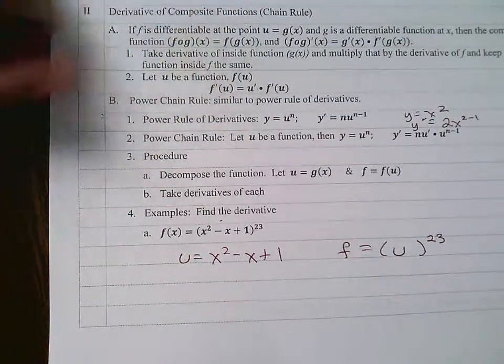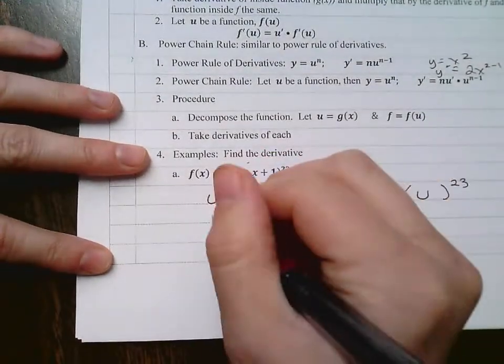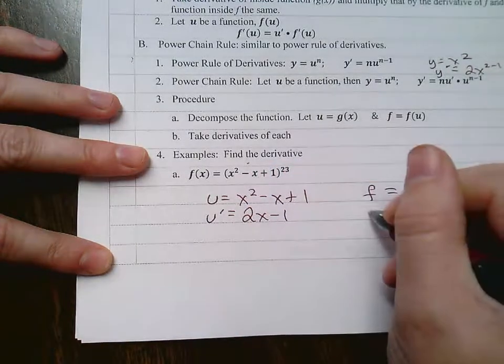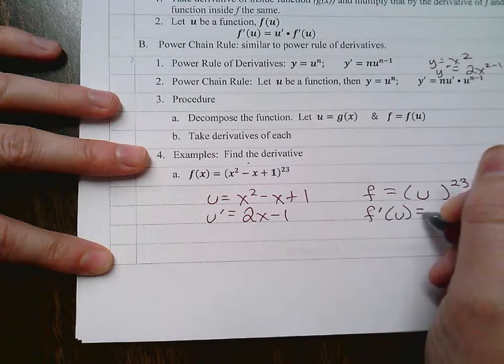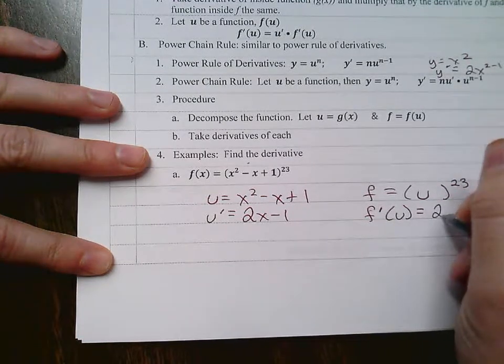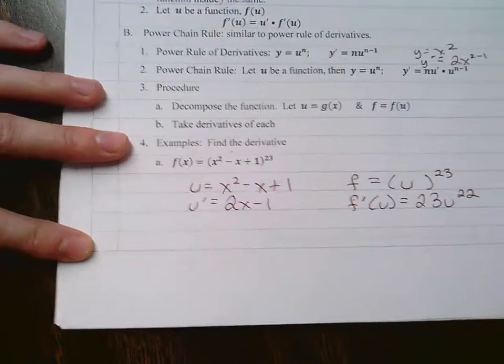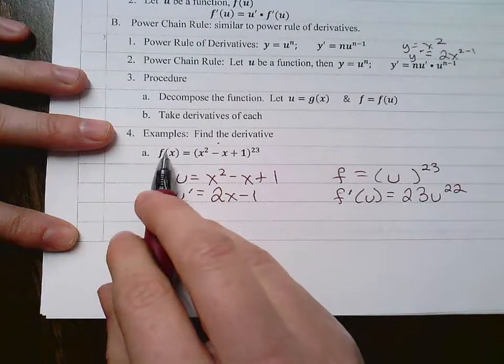Okay. Now we're going to take the derivatives of both. So u prime is going to be 2x minus 1. F prime of u is going to be 23 u to the 22nd. Okay. Now we're going to be finding the derivative of this.